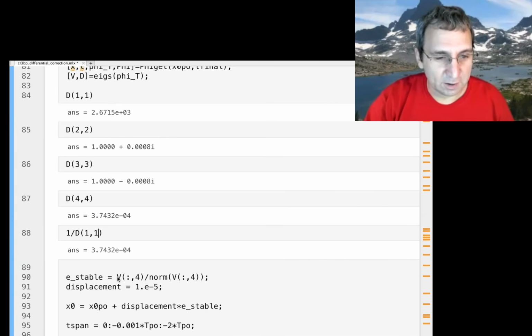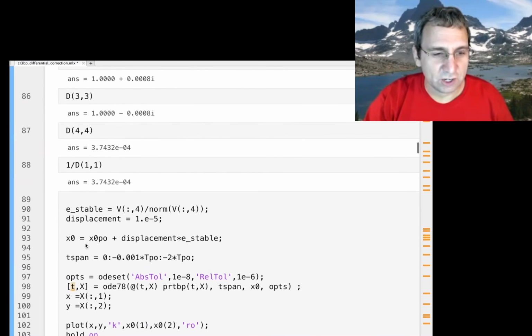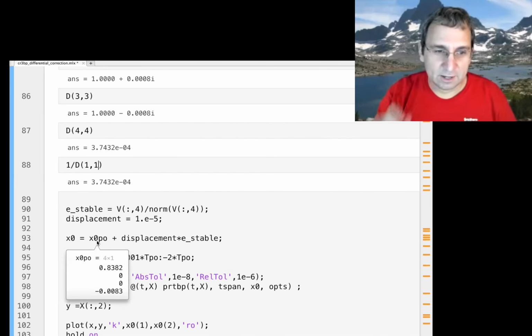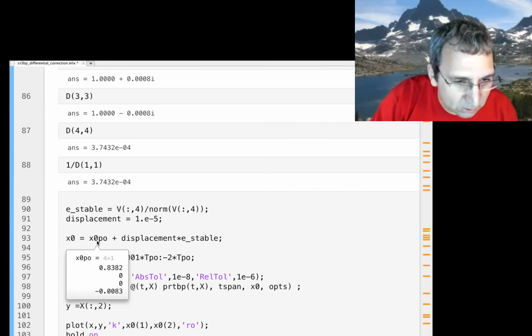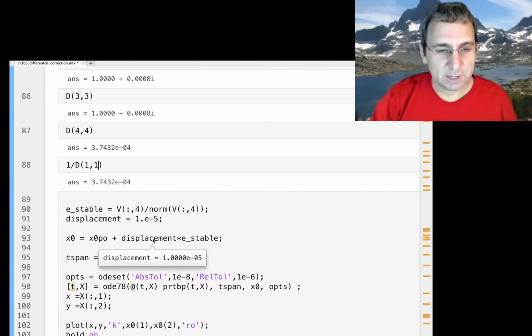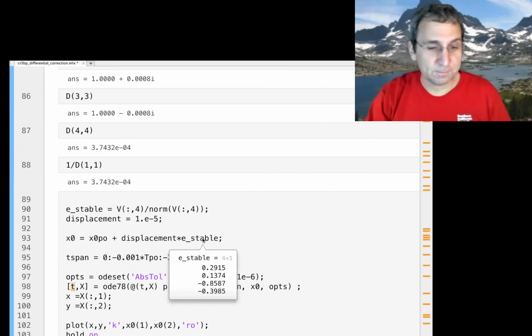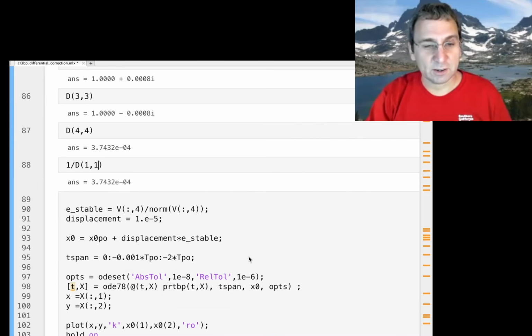So I'm going to look at the fourth eigenvector. I'll normalize it just so that eigenvector equals 1. I'm going to take a displacement of 10 to the negative 5, and then set an initial condition that's that same initial condition, the corrected initial condition along the periodic orbit. And notice, it's got an x value and then only a velocity in y. This displacement is 10 to the negative 5. And then here's the stable eigenvector, normalized stable eigenvector.